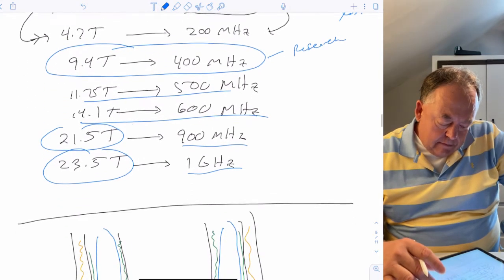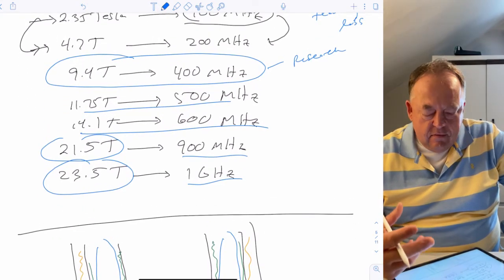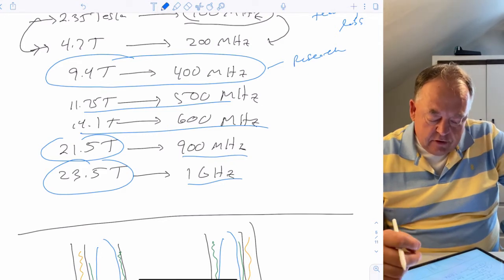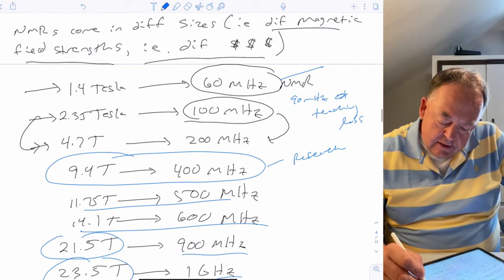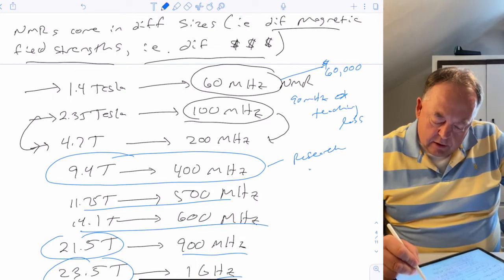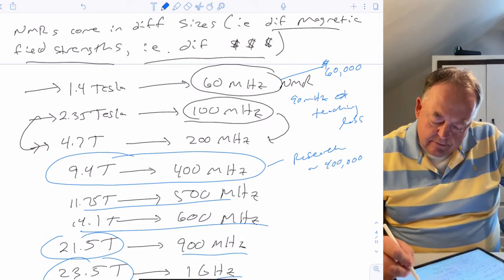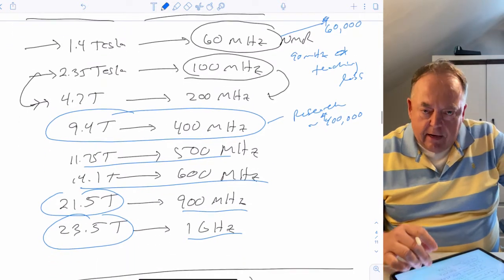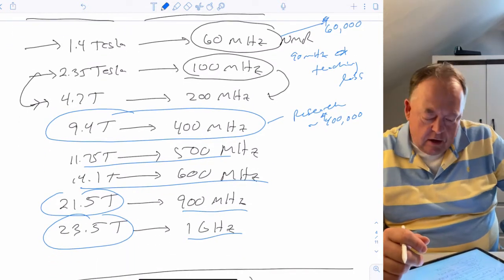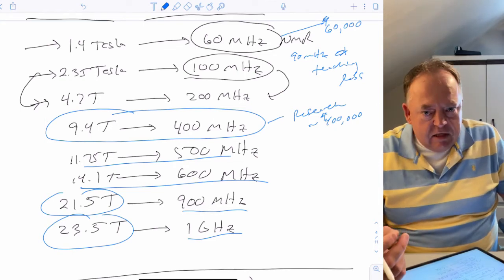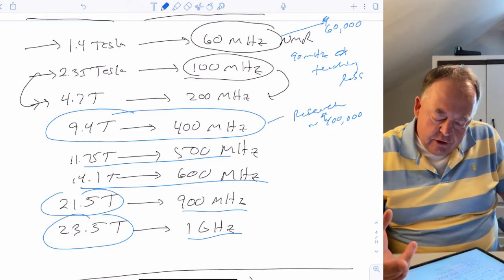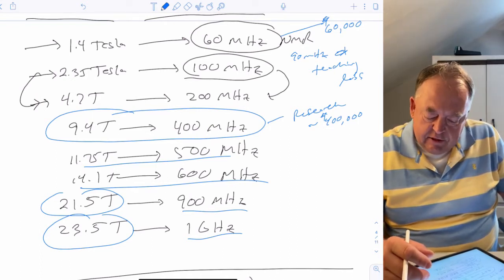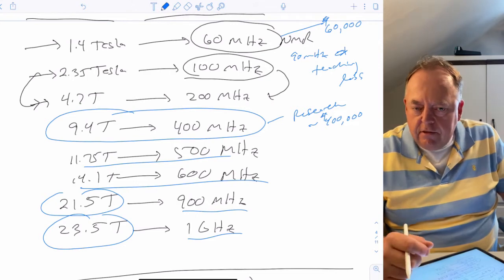And so of course as the magnetic field gets bigger, generating those magnetic fields, the cost of the instrument gets bigger. So a 60 megahertz NMR costs about $60,000. A 400 megahertz NMR costs about $400,000. So how do you buy a $400,000 instrument? It's pretty expensive. NMR is a very expensive technique. It costs a lot of money just to buy the instrument. So you write research grants, National Science Foundation, for example, and try to get funding to buy an instrument.